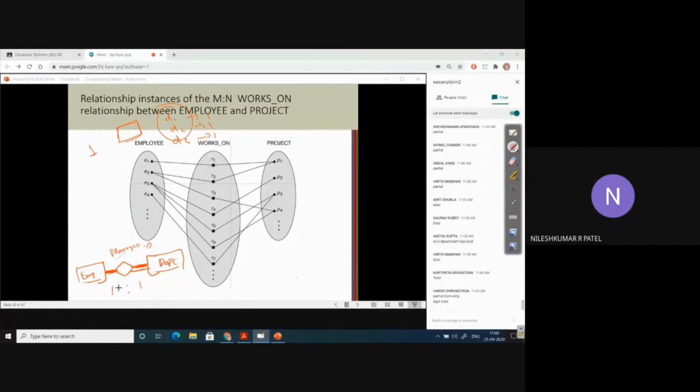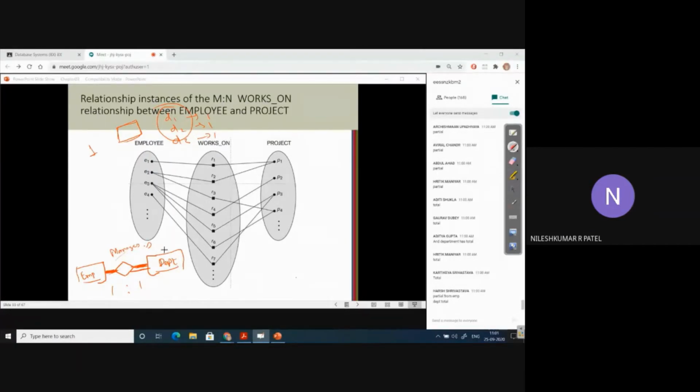So this is the difference between participation and cardinality ratio, right? You can have any combination: total participation on one side and partial on the other, total on both sides, or partial on both sides. Left side total and right side partial. And for cardinality ratio, we have four. So there are many combinations you can have, and you have to understand this.